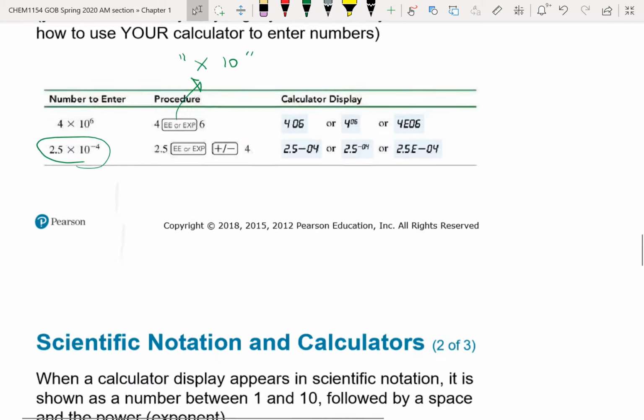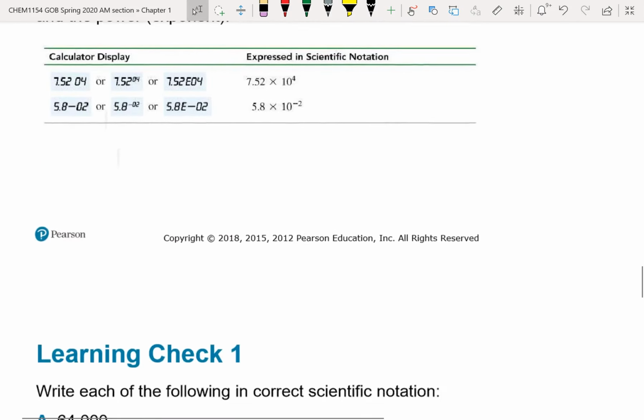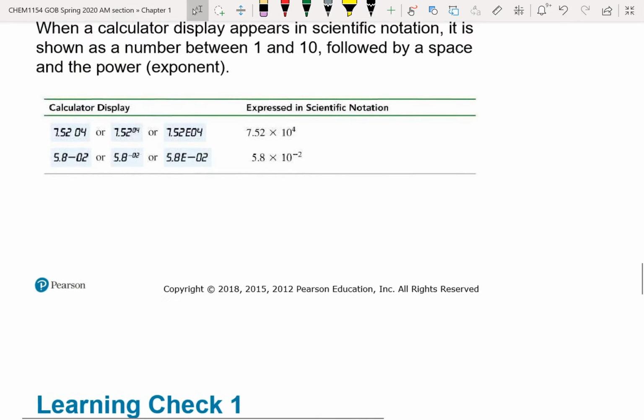All right, so let's do a quick calculation here, and I want you to do a calculation where we're going to do certain things to these numbers. So I want you to do the following calculation: 1.0 times 10 to the 5 divided by 1.0 times 10 to the negative 5.